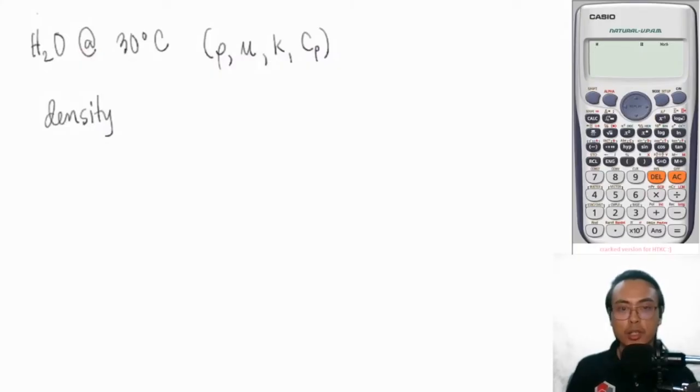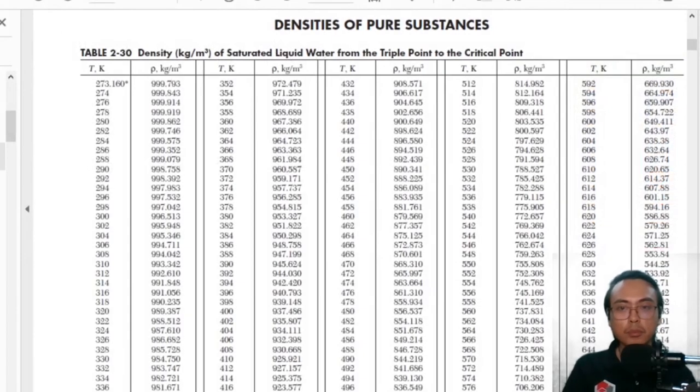Our temperature is 30 degrees Celsius. We just need to convert that to Kelvin. So that is just 30 plus 273.15. We have 303.15 Kelvin. Now, take a look at the table and you find 303.15 Kelvin. You might have noticed that there is no 303.15 Kelvin here, but what we have are 302 and 304 Kelvin. That means that you need to interpolate.